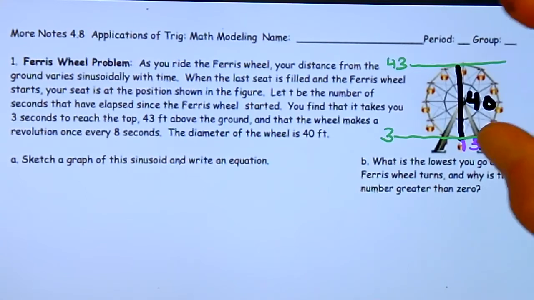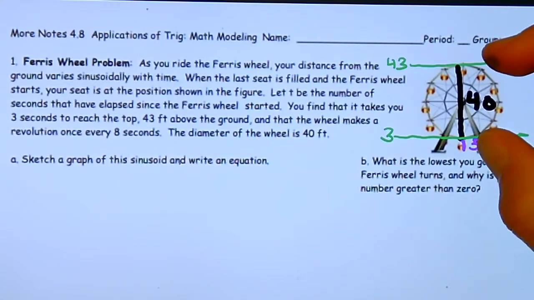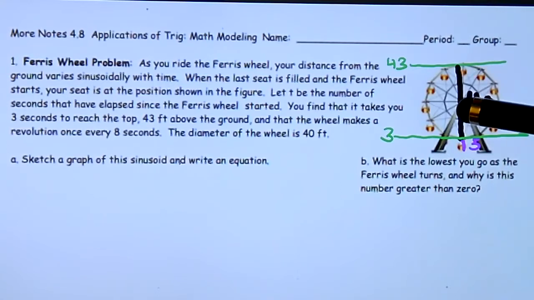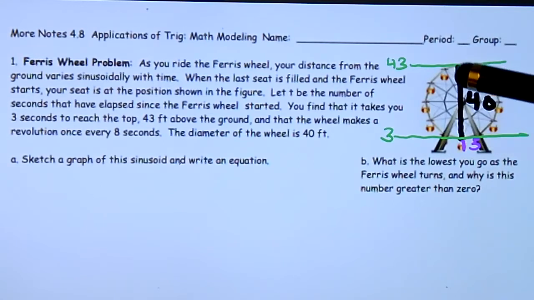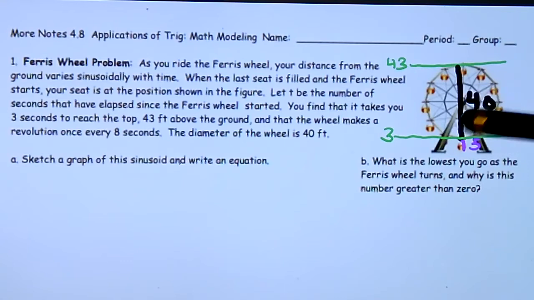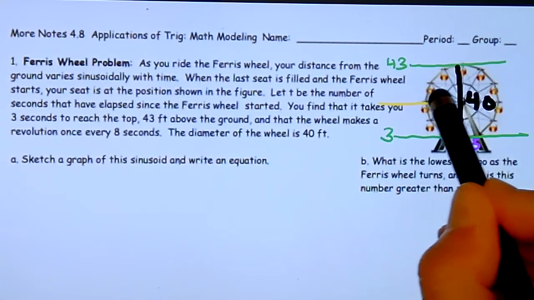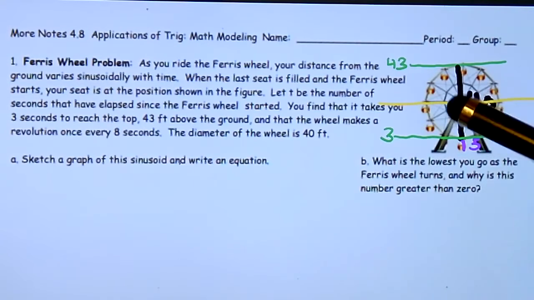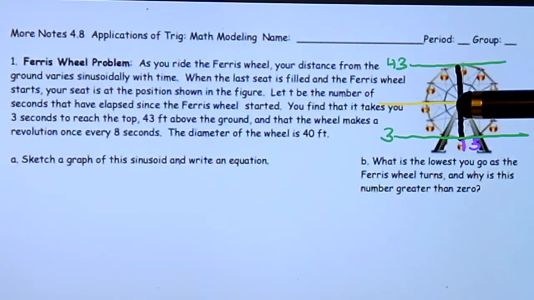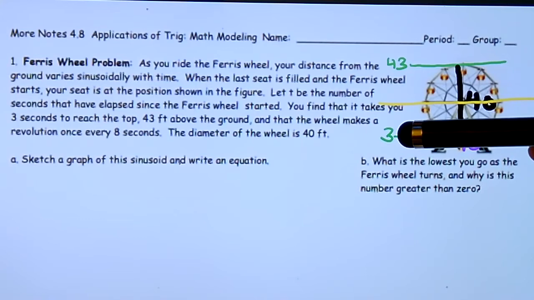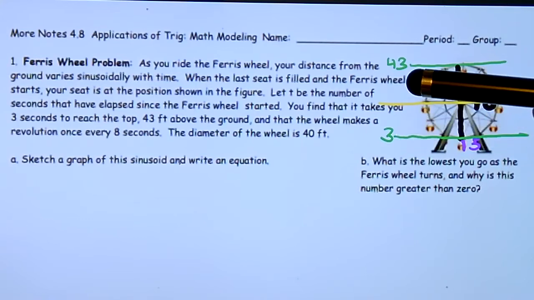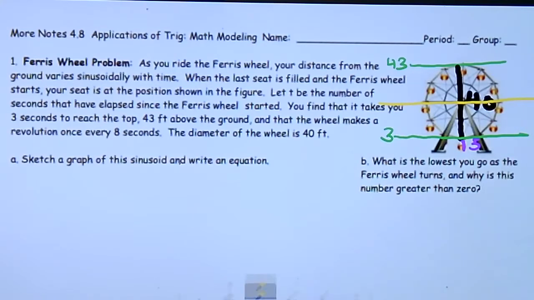2 ways to do this. Since we have the diameter here, which is 40, we know that it's going to be 20 up and 20 down. That's going to be my radius. So when I split this through the center here, it's going to be 20 above the 3 and 20 below the 43. And so whether I add 20 here, I get 23. If I take 20 from here, I get 23.